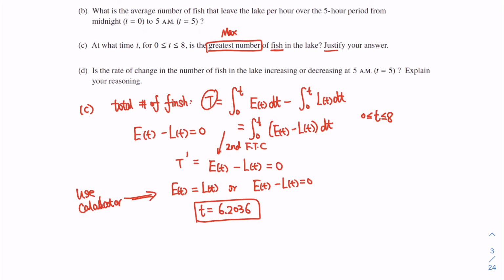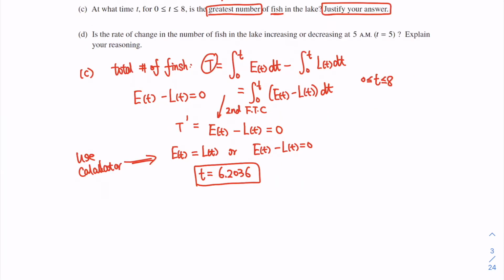And don't forget, you have to justify your answer here. It can be maximum or minimum. How do you make sure it's a maximum? There are two ways, generally speaking. We can do the sign chart, which is t equals 6.2036. We check a t prime on the left and t prime on the right. So t prime is given by e to the t minus r of t. So we plug any number in, and we can see t prime is positive here and negative here.